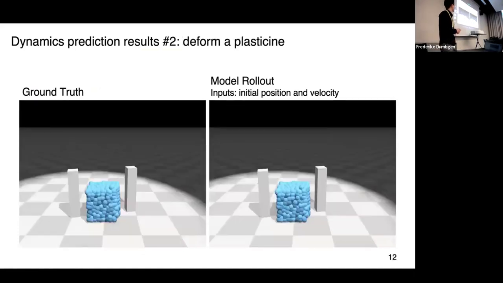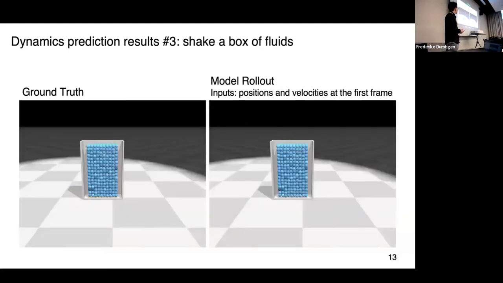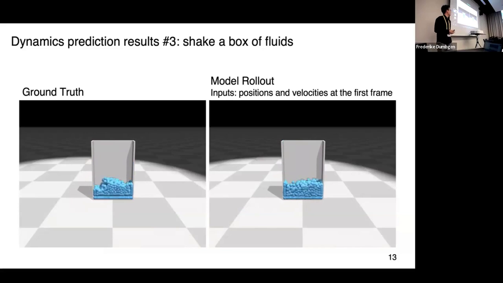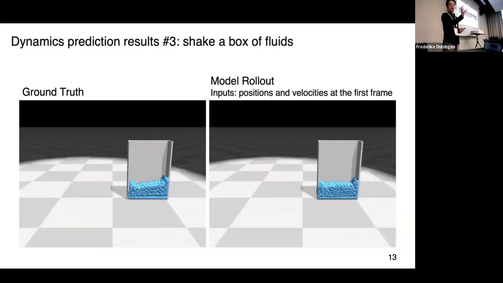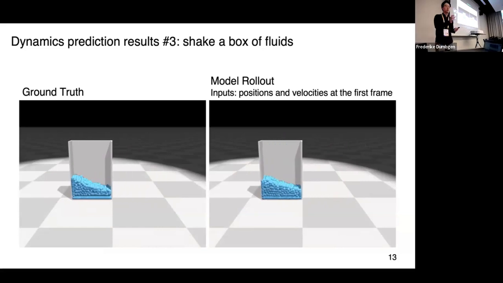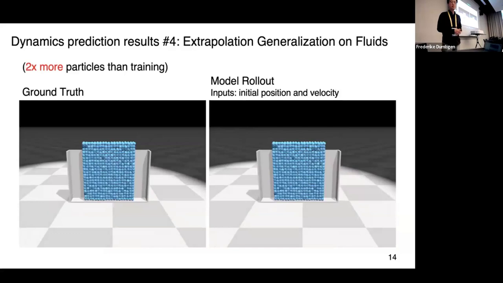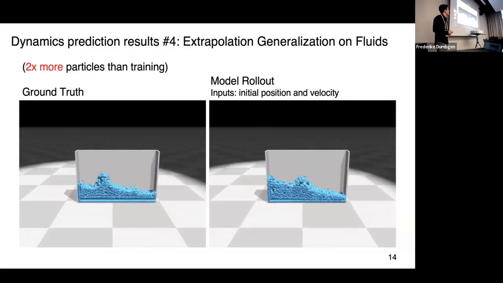Here's another example where there's a gripper trying to grip a cuboid. And the third example is trying to shake a box of fluids. Here we assume the container is fully actuated, so we know its location and we're predicting the waves of the fluids. Like I mentioned earlier, the node encoder and edge encoders are shared among all nodes and all edges. So you can naturally generalize to more particles than during training.